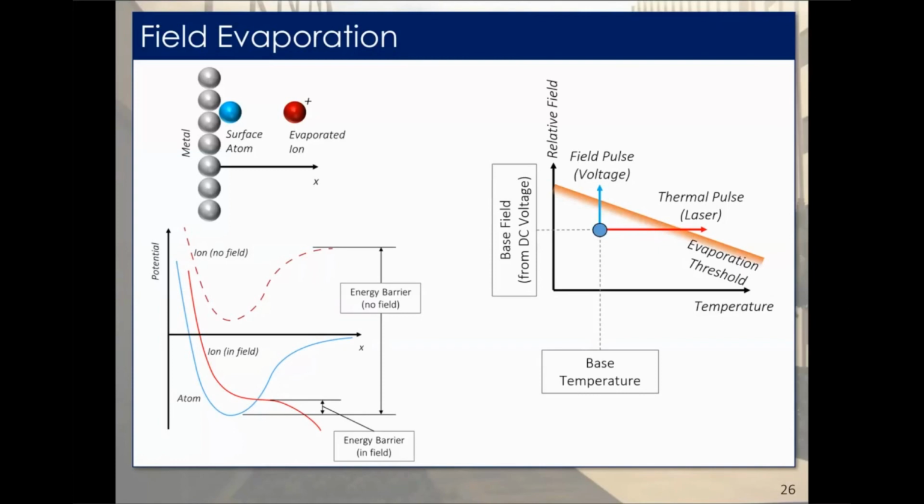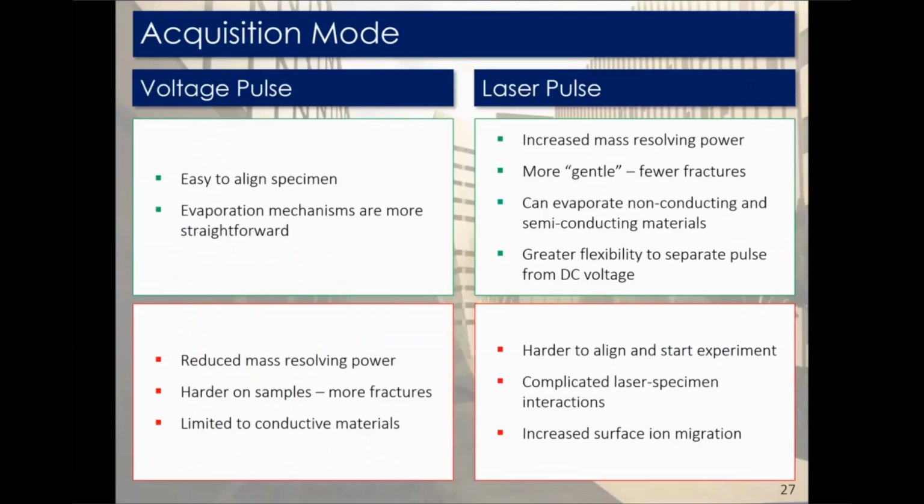So this is just showing schematically the differences between a voltage pulse and a laser pulse. But I'd like to talk a little bit about comparing the two and what we might want to choose for our experiment. Voltage pulse was the original for the atom probe. Laser pulse atom probe was developed a little bit later. Voltage pulse has a few advantages.